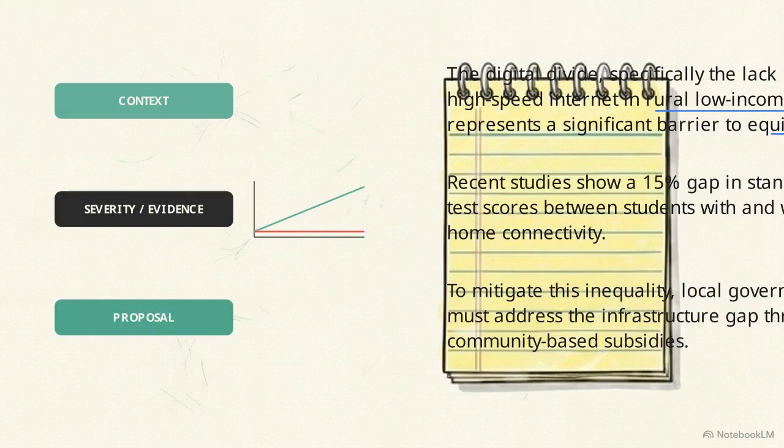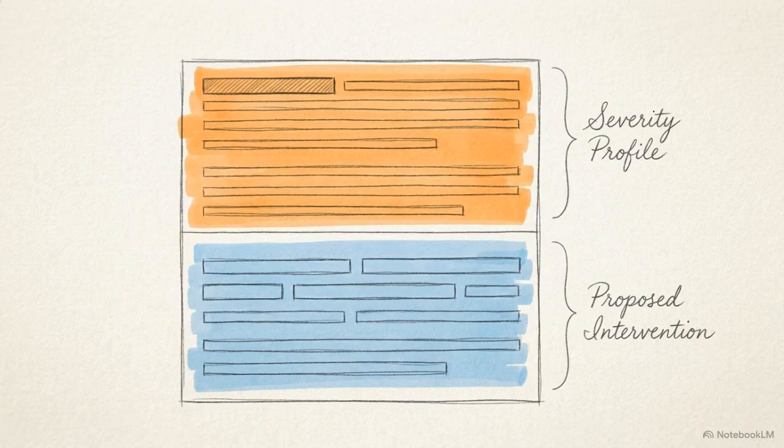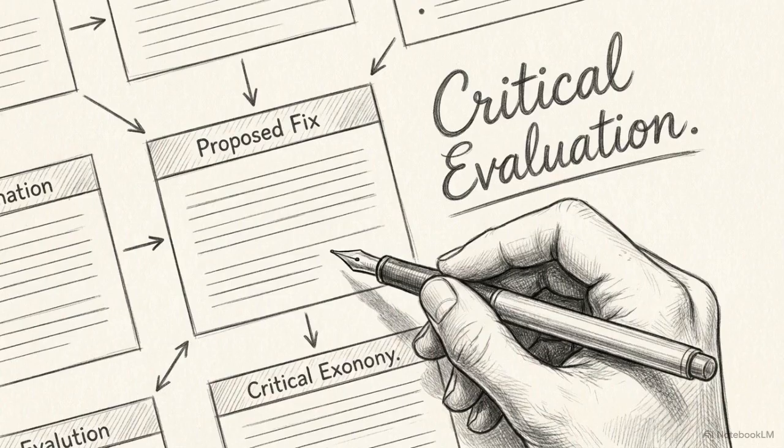Now we propose our fix. Using specific academic verbs like address, overcome, or mitigate signals the pivot, showing exactly how your proposal interacts with the problem. Setting up the severity of the issue and offering a clear fix is essential, but it is only the setup. The most critical part of your essay is what comes next, the evaluation.